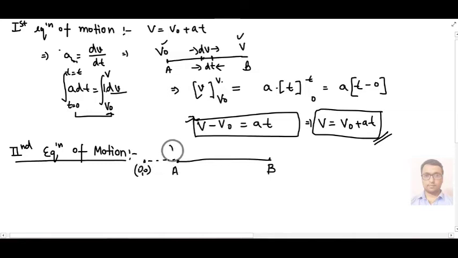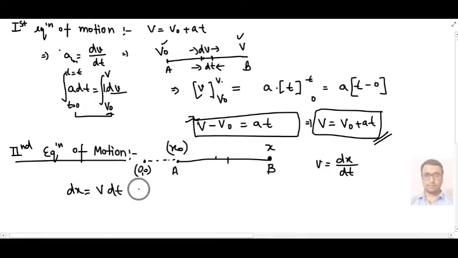If we talk about the position of A, suppose it is at x0 meter distance and the position of B is x. Then from A to B we can say that our velocity is dx over dt. For any instant our velocity is dx over dt. From here you can write that dx equals v dt.